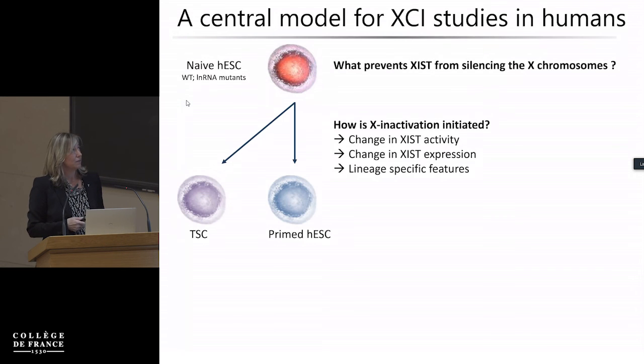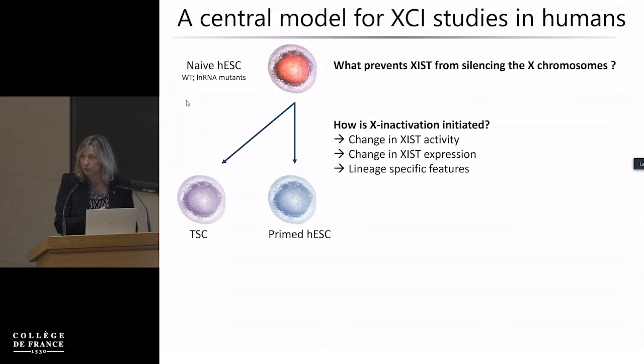Then we can induce these cells to differentiate and put them in the primed state again. This is called repriming. With this, we can ask how X chromosome inactivation is initiated. What makes the change in XIST activity? Because XIST is expressed, and at one stage it's silencing, while before it was not silencing. There's also a change in XIST expression, because here you had expression of XIST from the two X's, while here you have expression from only one X.